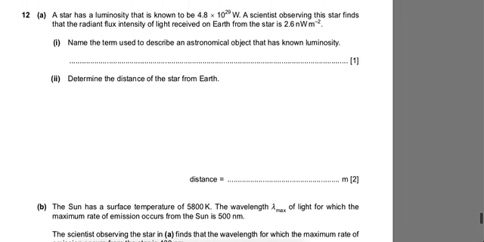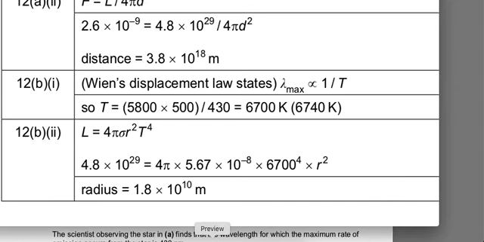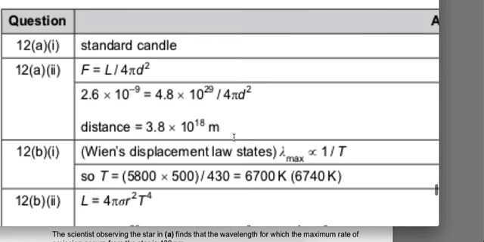And this is how it can potentially test you on this topic. It says a star has a luminosity that is known to be 4.8 × 10^29 watts. A scientist observing this star finds that the radiant flux intensity of light received on Earth from the star is 2.6 nanowatt per meter square. So they're giving you F, they're giving you L. Name the term used to describe an astronomical object that has a known luminosity. You know that standard candle is the term we use for an object that is of a known luminosity. There you go.